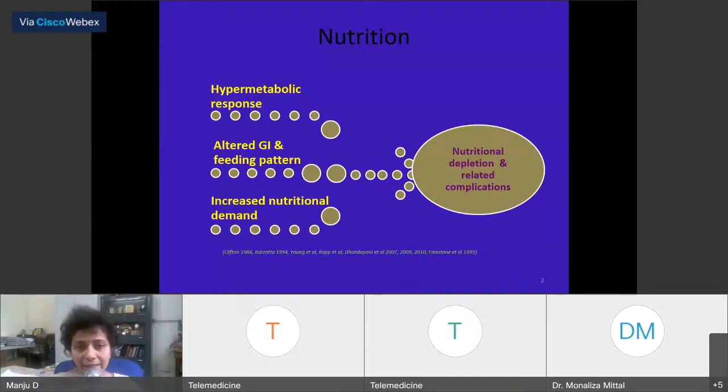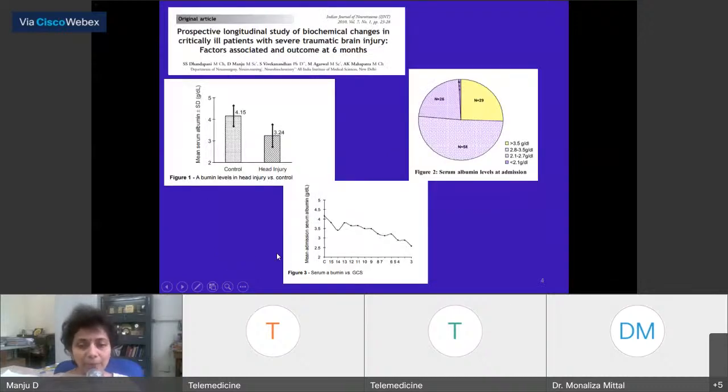And then there is increased nutritional demand. Now I told you that their energy requirement is high, and the body needs to heal, the brain needs to heal, and they may have polytrauma associated injuries. All this needs to heal. And you know that every cell in our body is made of protein and lipids. So nutrition is very, very important in high amounts. So all these factors result in nutritional depletion and related complications. So when I was talking about, we did a study, and I can show you some of the findings that we have here.